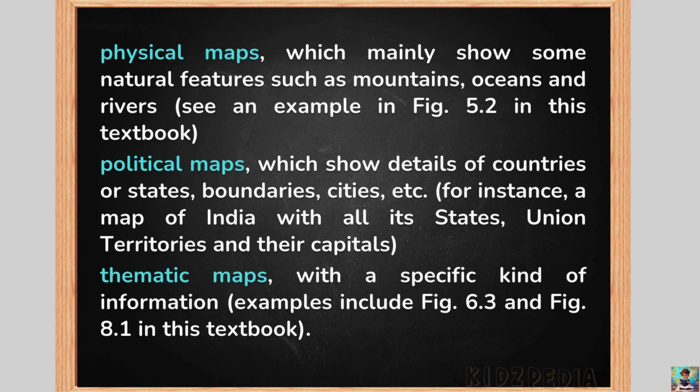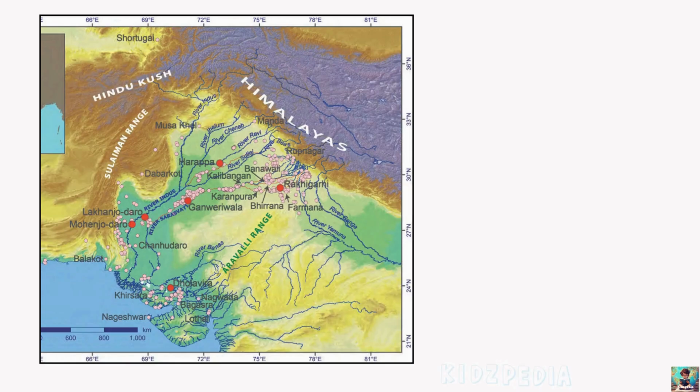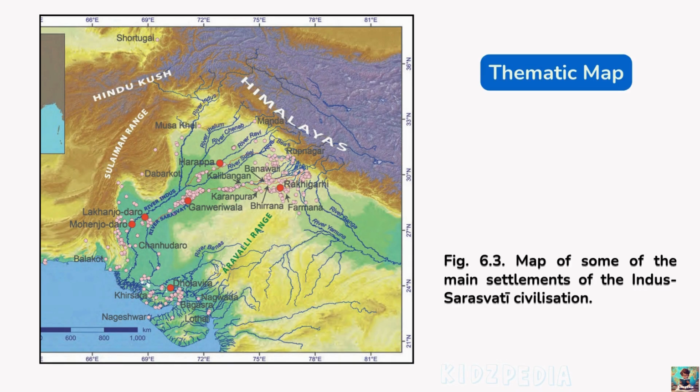Thematic maps have a specific kind of information. Examples include figure 6.3 and figure 8.1 in this textbook. A thematic map focuses on one particular topic or theme. Instead of showing everything like roads or cities, it shows specific information about a place. There are a few examples in your textbook. See the third picture in chapter 6 in your textbook.